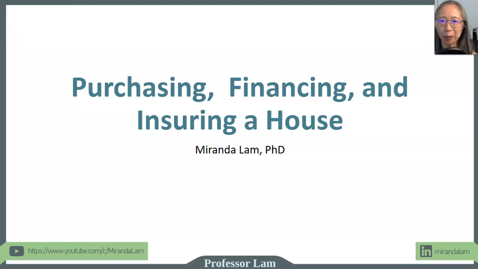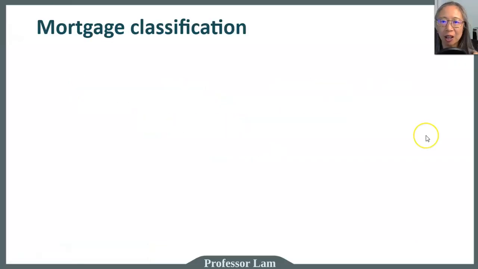Hello, welcome back everyone. In this video, we're going to continue with Chapter 9, Purchasing, Financing, and Insuring a Home. We're going to go over different types of mortgages and how to compute an amortization table. Let's get started. Mortgages can be classified in two ways.